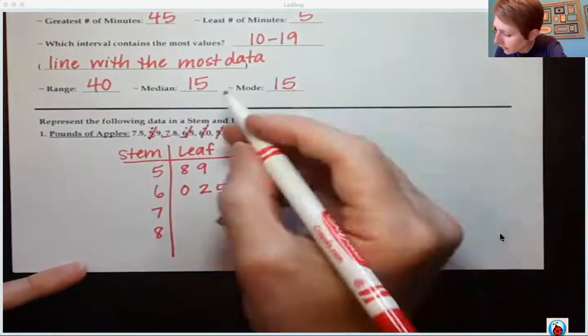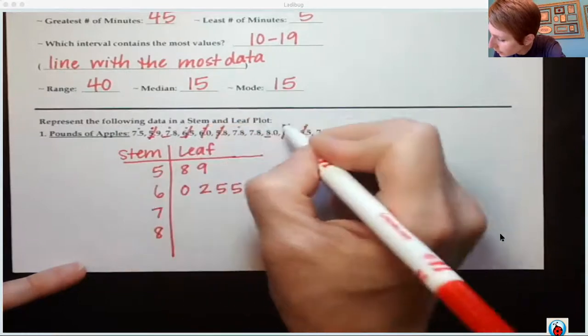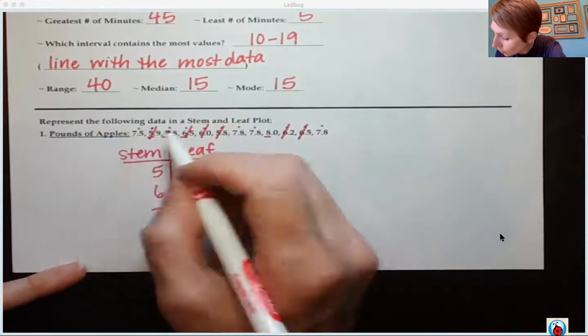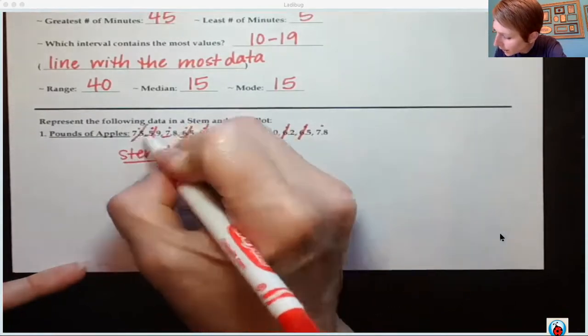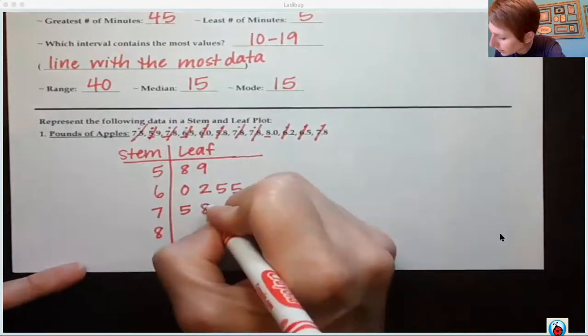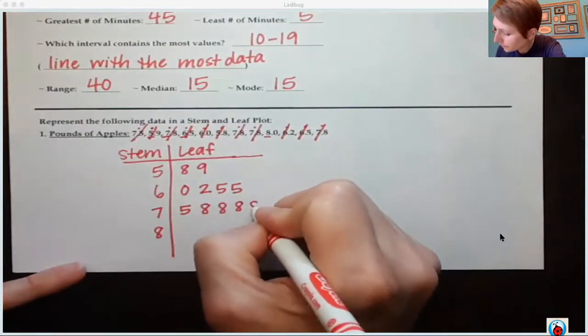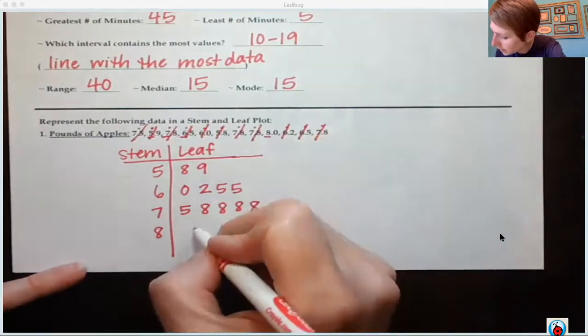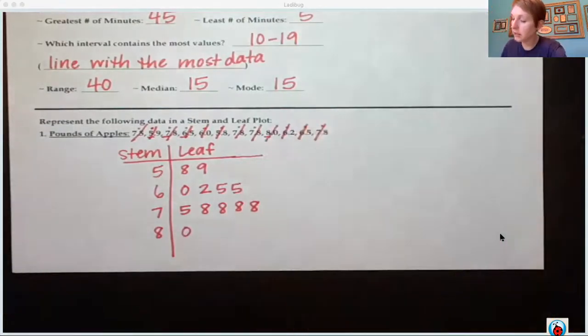All my ones with 7. I have a 5, and all the rest are 8s. So I have 1, 2, 3, 4 8s. And then last but not least, I have one piece of data with an 8, and he has a 0.